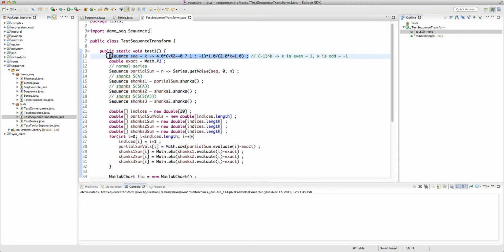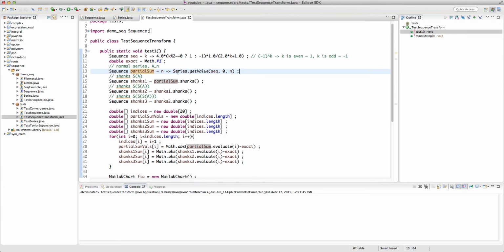So this is my basic sequence, and I also define the exact value, which is math.pi. Then I define my initial partial sum, capital AN, which takes n and creates a series class. Remember, series just sums over the terms of this sequence, passing the sequence, and I want to sum from 0 to n. So n is a variable, and this is basically a lambda expression, and it returns a sequence. All right, so this partial sum is also a sequence.